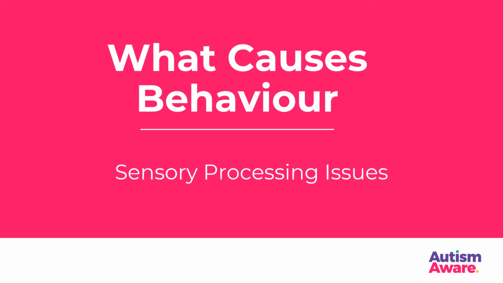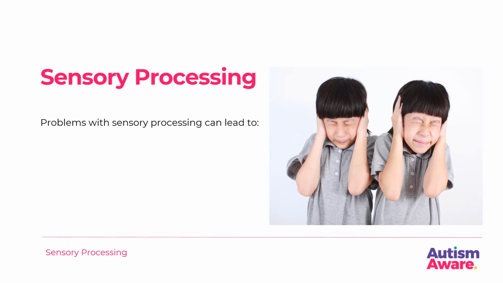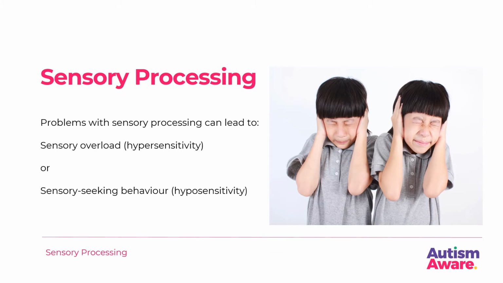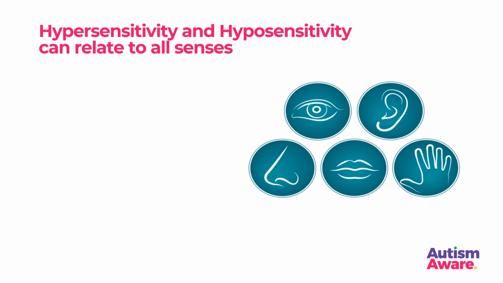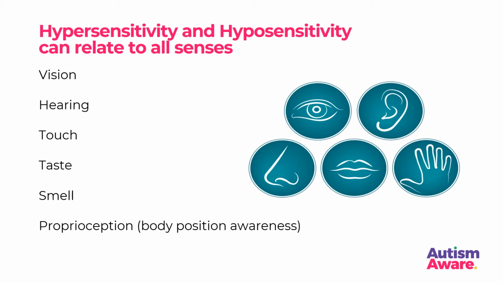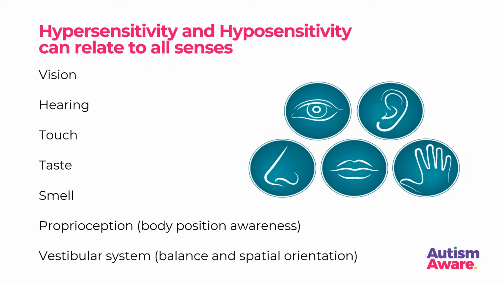What causes behaviour? Sensory processing issues. Problems with sensory processing can lead to sensory overload, hypersensitivity, or sensory seeking behaviour, hyposensitivity. Hypersensitivity and hyposensitivity can relate to all senses: vision, hearing, touch, taste, smell, proprioception, which is body position awareness, and the vestibular system, which accounts for balance and spatial orientation.